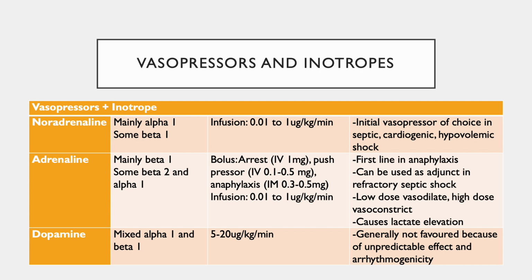It can also be used as a third-line agent in septic shock, especially when there is an element of impaired cardiac contractility. Adrenaline can be used as push boluses and be run as an IV infusion as well. It tends to cause tachycardia and may be associated with lactate elevation at high doses. As such, caution should be exercised with the interpretation of lactate values in this context.